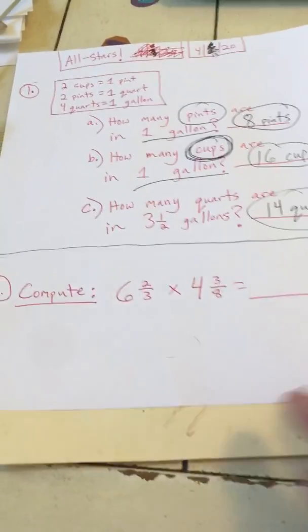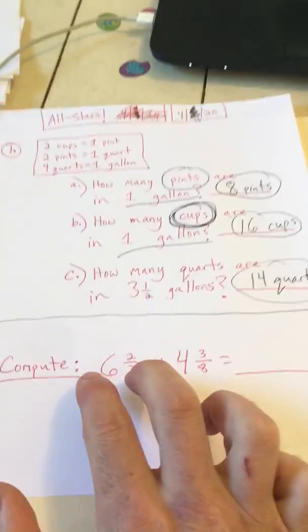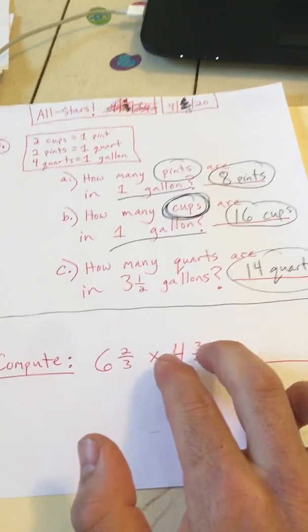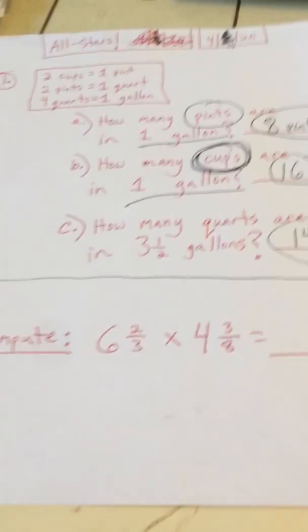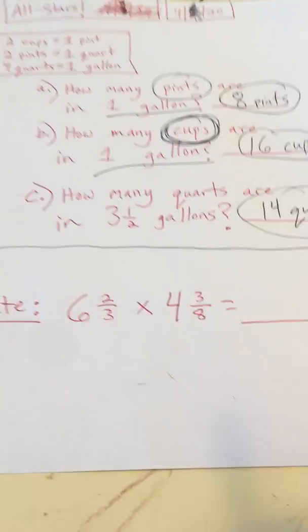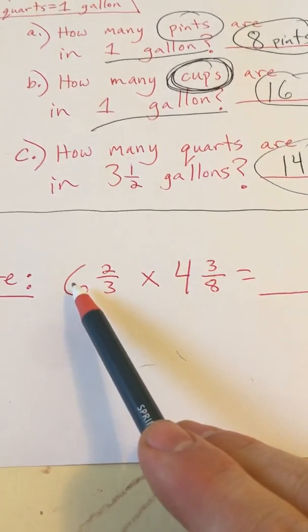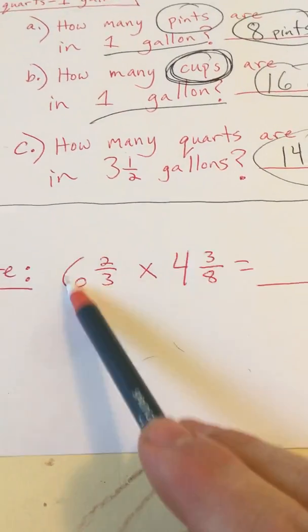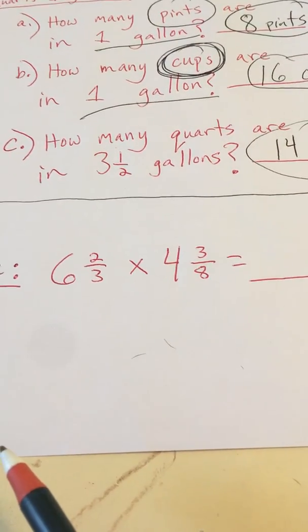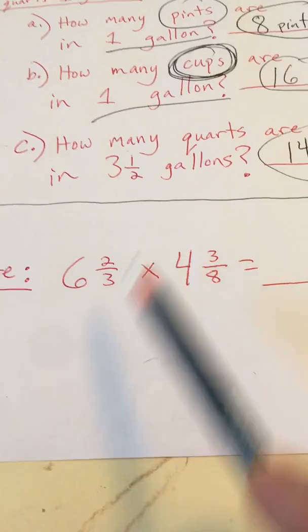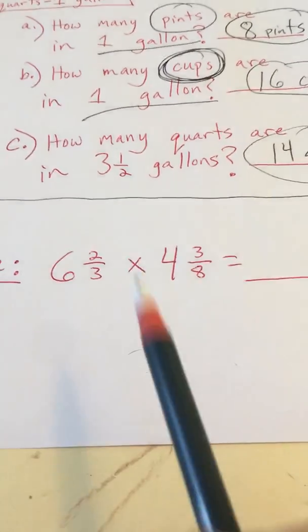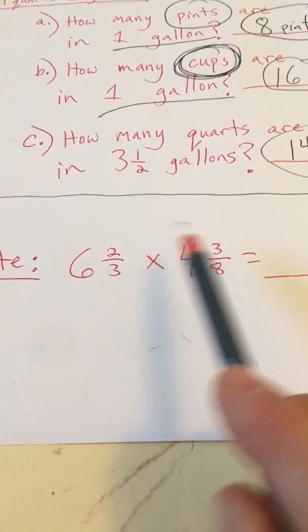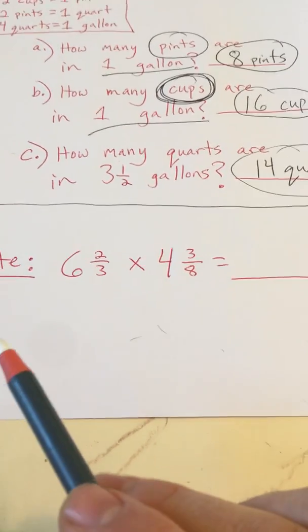Okay, last one, number 2. This time we're multiplying a mixed number times a mixed number. So this is tricky because a lot of times kids forget to multiply some of them. So we have to do 6 times 4 and 6 times 3/8. Then we got to do 2/3 times 4 and 2/3 times 3/8. So what happens a lot when you do these is some kids miss to multiply at least 1 or 2 of them. So I'm going to show you a model that I use.